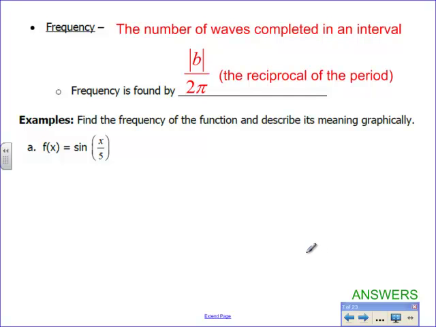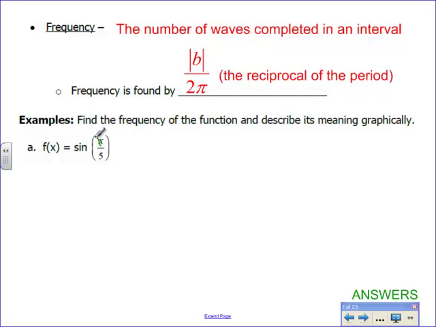Frequency comes next, and frequency also deals with B. So the period is how long it takes to complete a function. Frequency is the number of waves that you complete in any given interval. So it is related with the period. Frequency is found by actually the reciprocal of the period, taking the absolute value of B divided by 2 pi. So these examples ask you to find the frequency and describe its meaning.